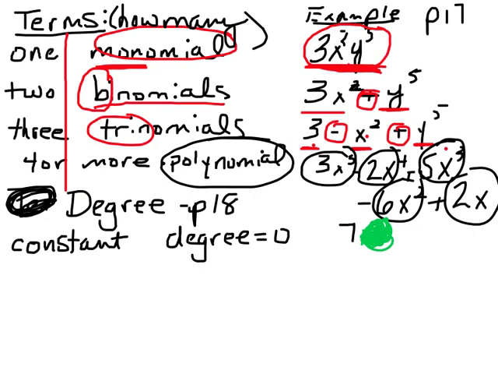The next thing you've got is called linear. A linear term, the variable has an exponent of 1 on it. I'll just put exp for exponent.